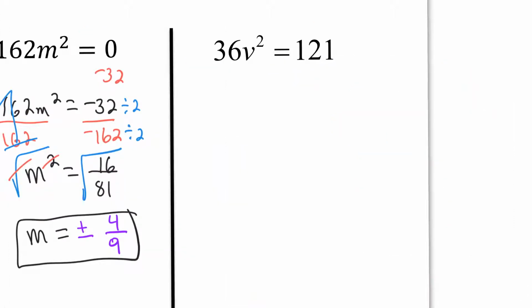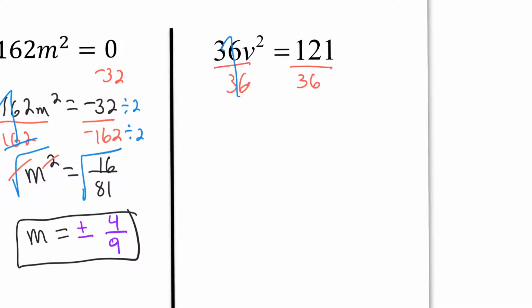Now this one is kind of already set to solve. You just have to get the 36 on the other side. We have to get the variable by itself. So we have a b squared here. So let's divide by 36. The 121 is already on the other side. That's why I'm not going to do the opposite of that. We want to get the b by itself. So you divide by 36, divide by 36 here.